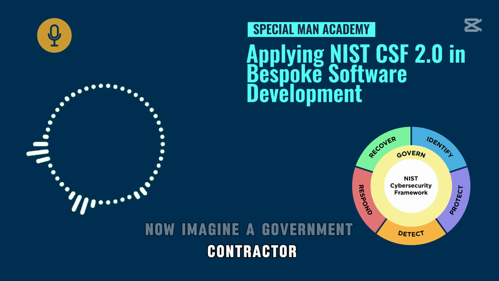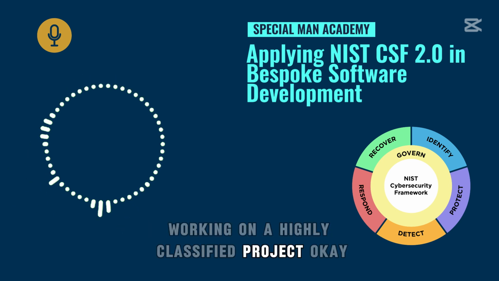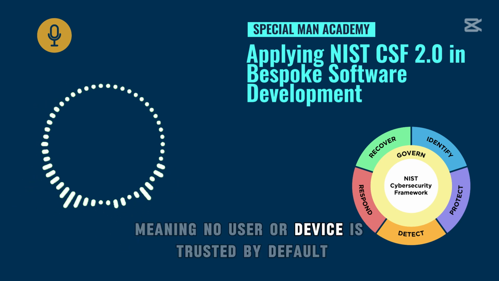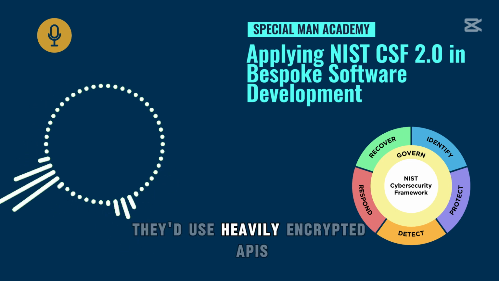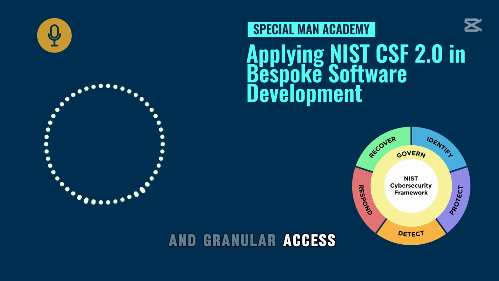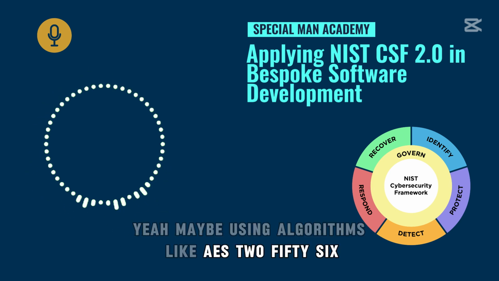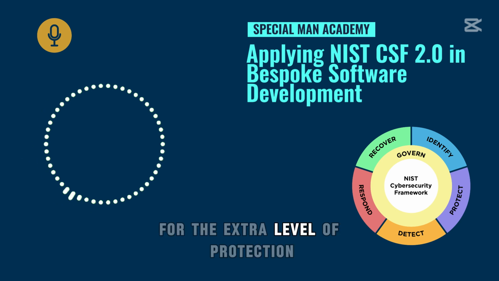Now imagine a government contractor working on a highly classified project. They might enforce zero trust principles, meaning no user or device is trusted by default. They'd use heavily encrypted APIs and granular access controls to really lock down that data. Yeah, maybe using algorithms like AES 256 for the extra level of protection.